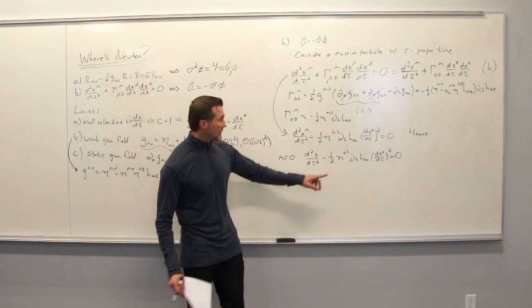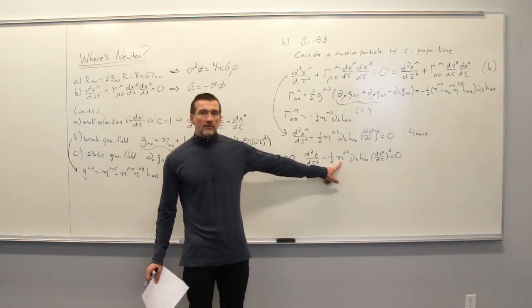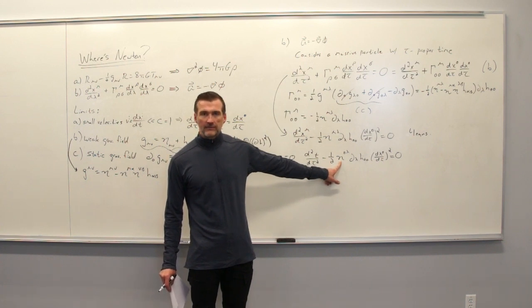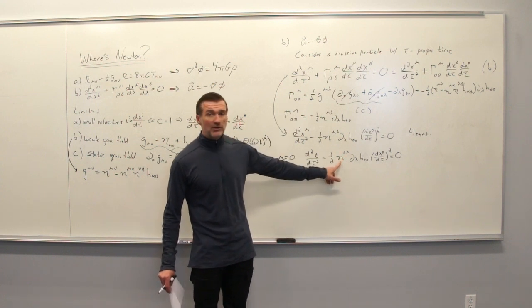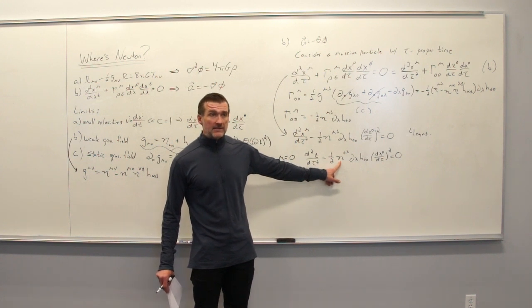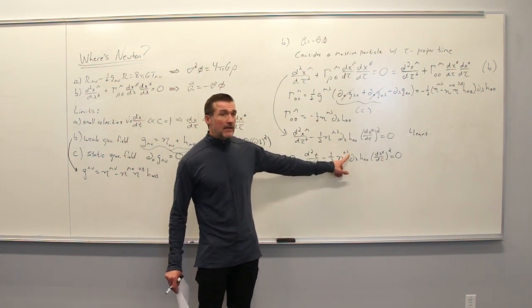Now, really important: what I'm pointing at requires lambda to be what for this to be non-zero? Lambda has to be 0 because the metric eta is diagonal and the inverse metric eta is diagonal. So it's only non-zero when the indices are the same. So that means that lambda is 0.